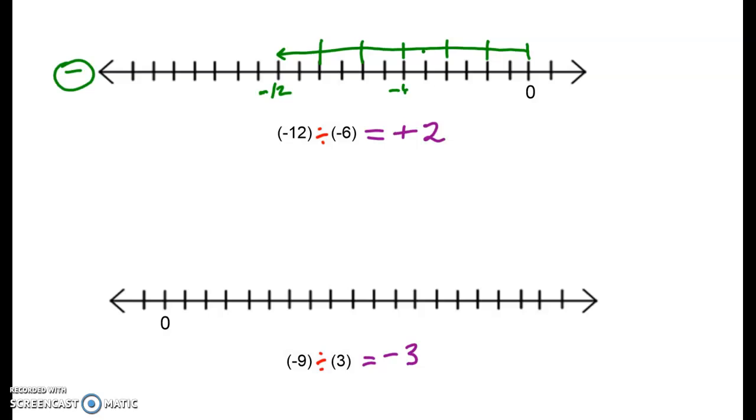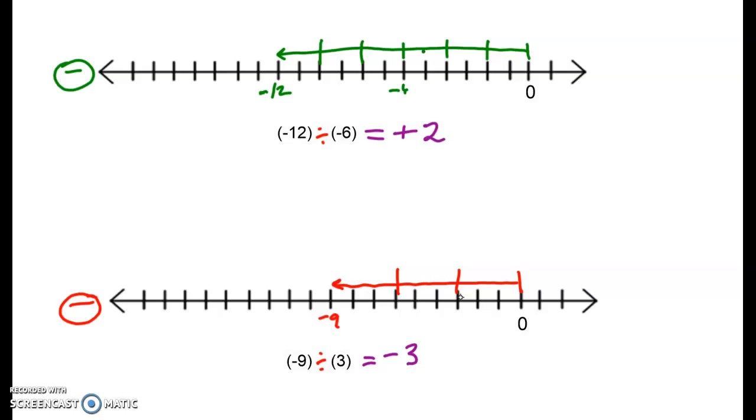If we look at the one below here, we have negative 9, and we can label negative 9 pretty easily. 1, 2, 3, 4, 5, 6, 7, 8, 9. And of course, negative 9, we go to the left of 0 toward the negative direction. Okay, now negative 9 is being divided into 3 parts. So if I look at this red line I've drawn and divide it into 3 equal parts, I have that.